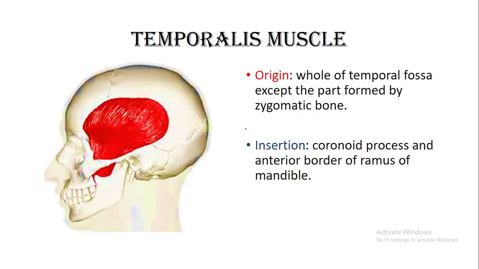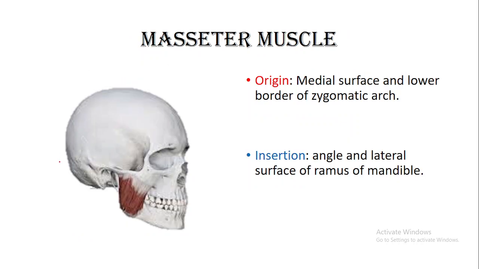Coming to temporalis muscle, the origin, as we have already seen, it gets originated from the temporal fossa. Whole of the temporal fossa except for the portion which is formed by zygomatic bone. So this whole temporal fossa gives origin to temporalis muscle, and it gets inserted into the coronoid process. This is the coronoid process and anterior surface of ramus of the mandible. So here this temporalis muscle gets inserted.